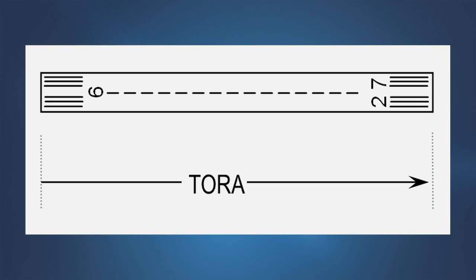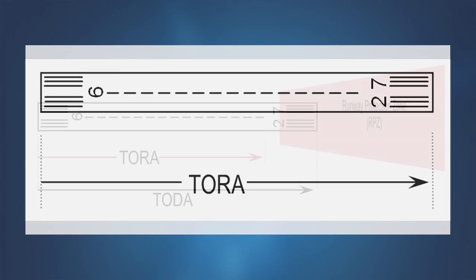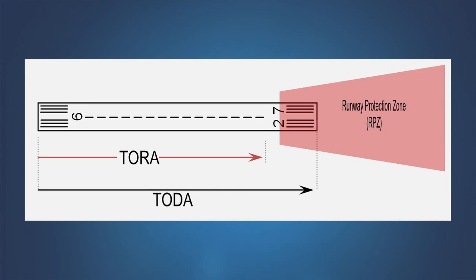Takeoff run available is the runway length declared available and suitable for the ground run of an airplane taking off. Takeoff run available is typically the physical length of the runway, but it may be shorter than the runway length if necessary to satisfy runway design standards. For example, the takeoff run available may be shorter than the runway length if a portion of the runway must be used to satisfy runway protection zone requirements.